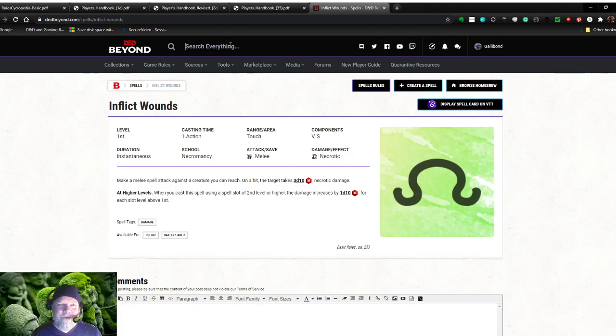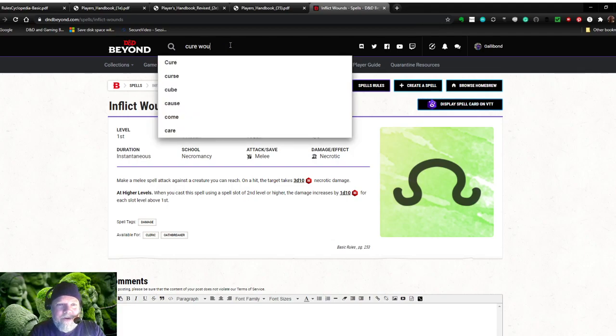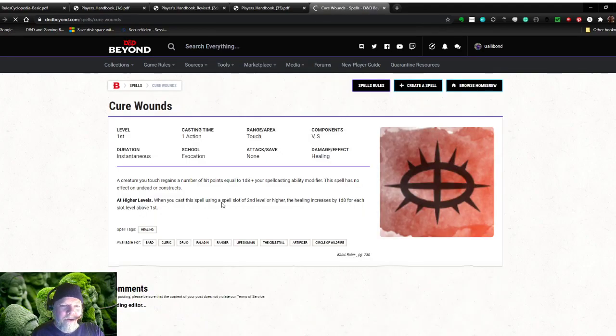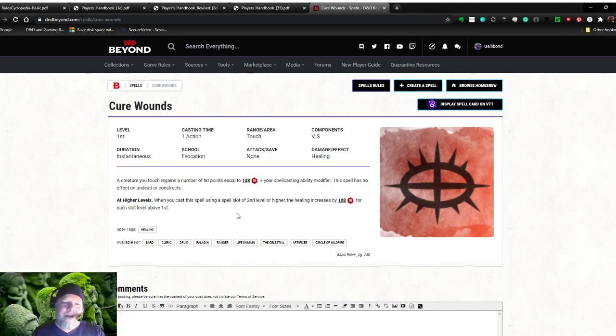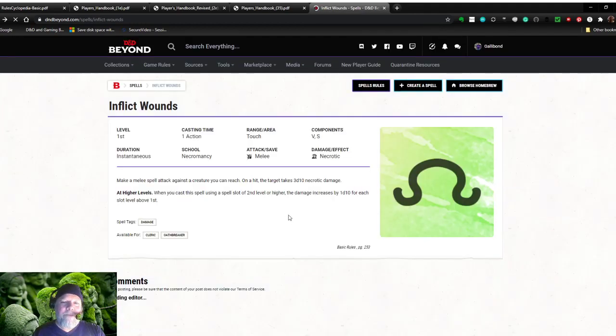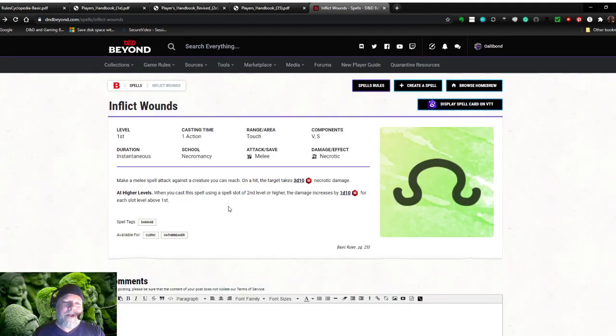Let's just double check. Cure Wounds only does 1d8 plus your spellcasting modifier, and it goes up by 1d8 for every spell slot above first. But Inflict Wounds deals 3d10 damage, and then goes up by 1d10 for every slot above first. So is that imbalanced? Maybe, maybe not. But again, they are two different spells.